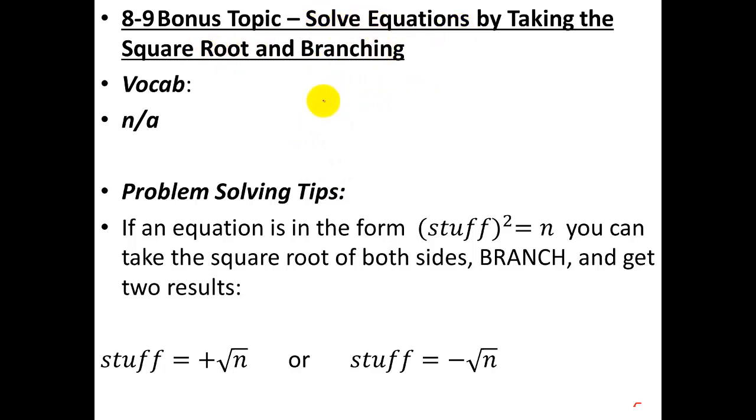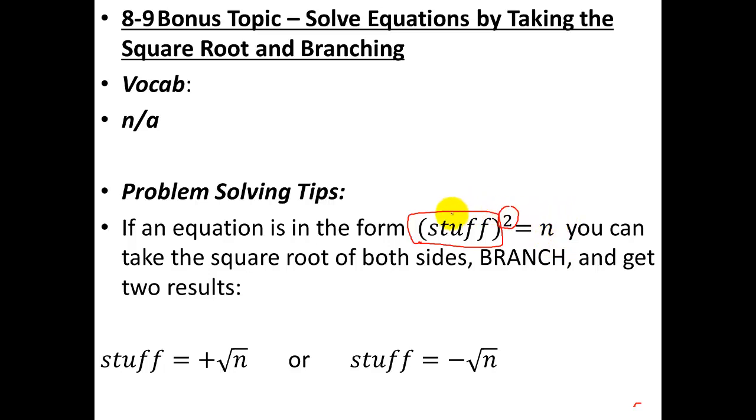We previously learned about absolute value problems and how to branch those. So there's no new vocab, but we're going to learn how this is similar to the absolute value problems. This is useful when you have an equation in the form of something squared, so you get this stuff squared by itself on the left-hand side, and then on the other side of the equation something like a number, hopefully just a single numerical value.